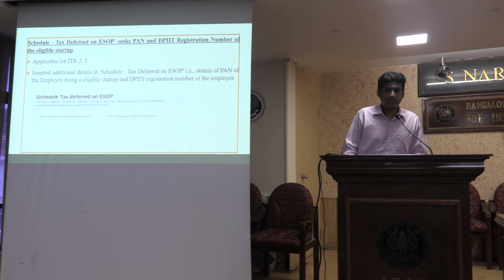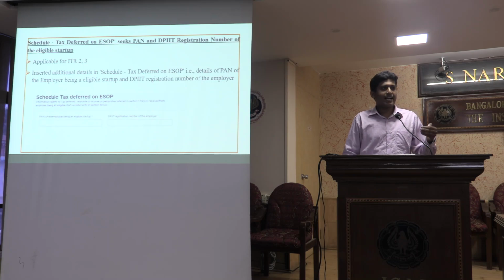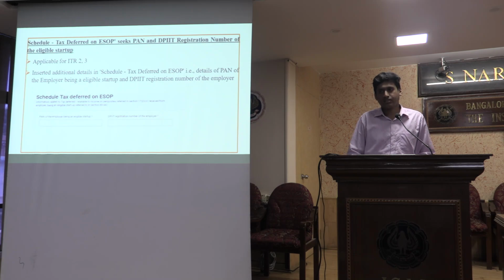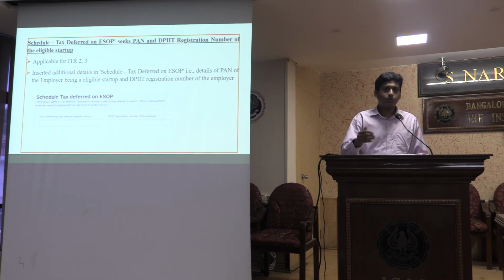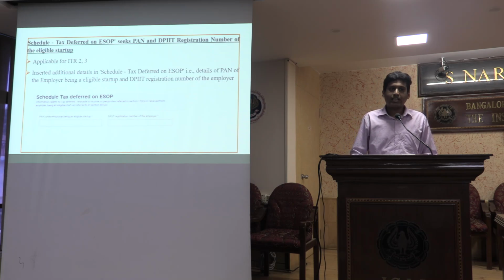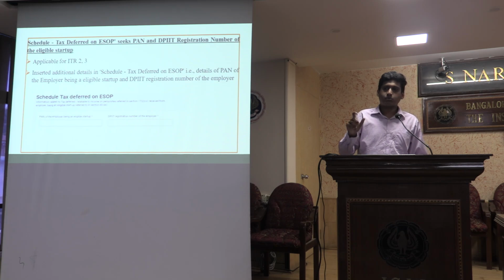There is one amendment in section 192, by way of an insertion of sub-section 1C, which defers the tax deduction on ESOP allotted to an employee of an eligible startup. This came in the year 2021, wherein I'll give you a small example. Say a startup has allotted a number of units to its employees in order to retain those employees for future purposes. Let's say your salary is 20 lakh rupees and you have been allotted shares worth 20 lakh rupees. As per 17(2) of the Act, this becomes your perquisite.